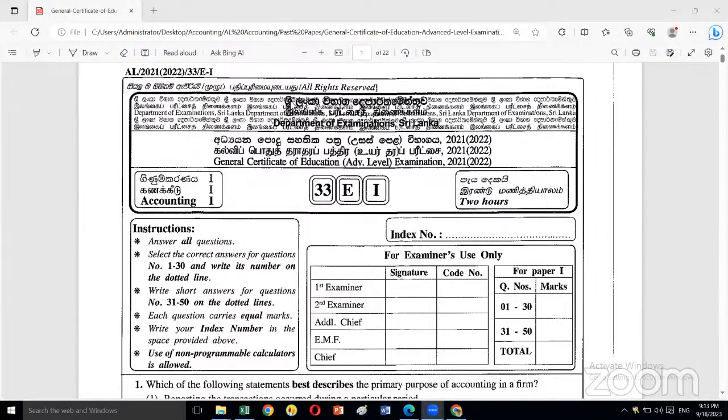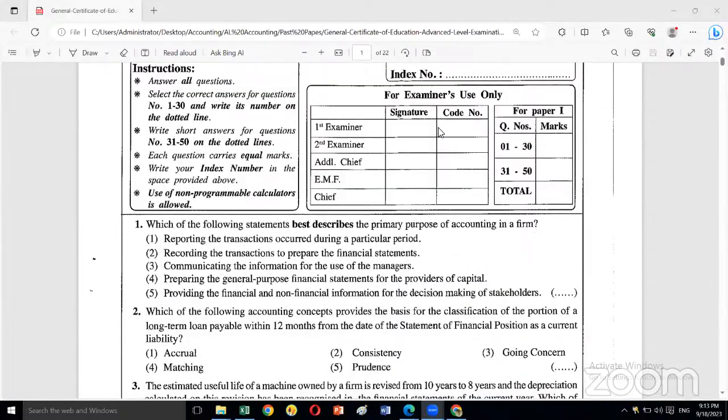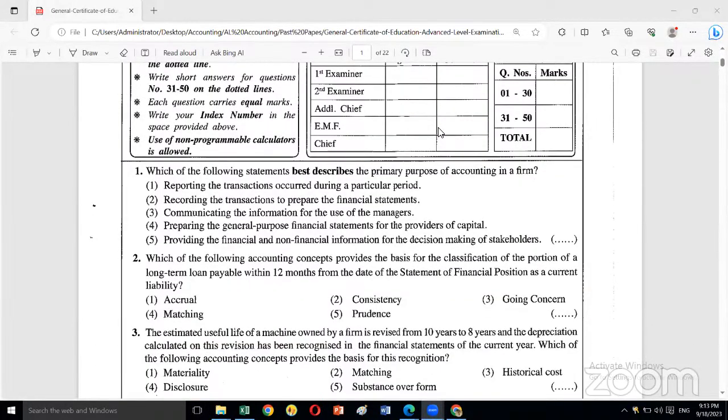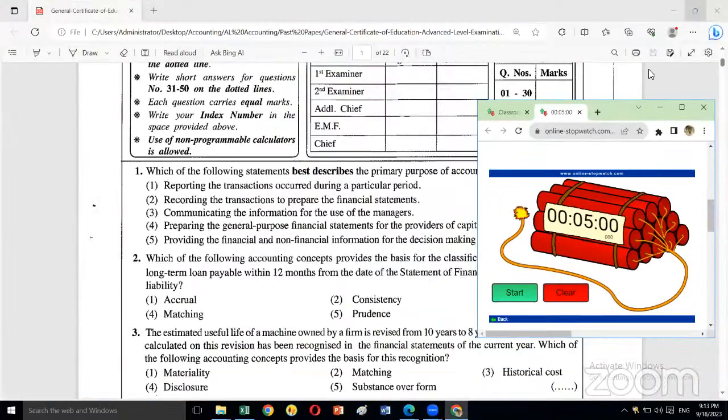I think most of the students are ready, so we can start doing the papers. Question number 1. Before I start explaining, we will keep some timings and practice the questions.